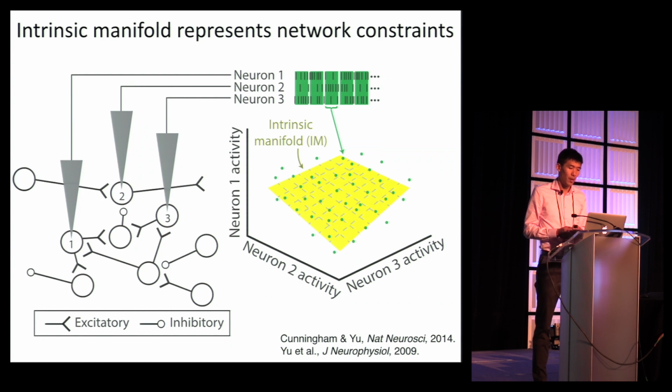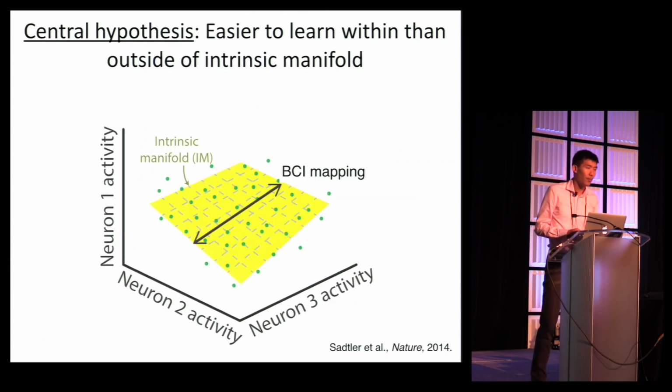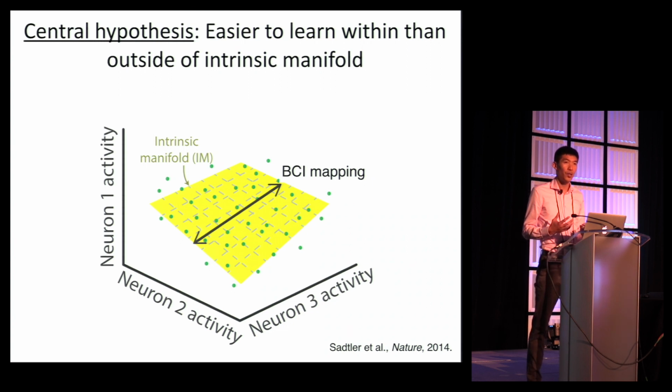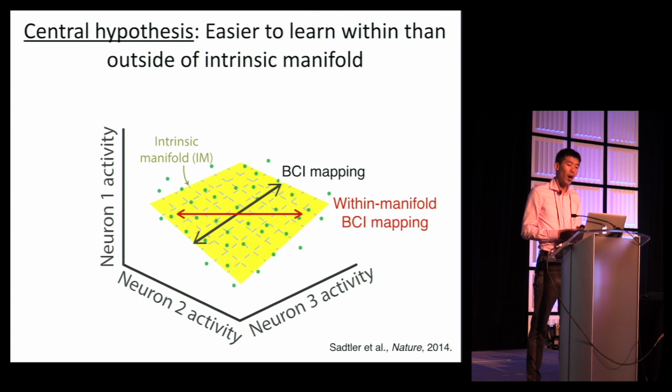So our hypothesis was as follows. We start off with a BCI mapping that looks like this. This is a BCI mapping that is easy for the animal to control, like in the video that I showed. We're going to introduce 2 different types of mappings. The first type of change mapping we call a within-manifold perturbation. This within-manifold BCI mapping requires the subject to use neural activity patterns within the intrinsic manifold, but now for different movements.